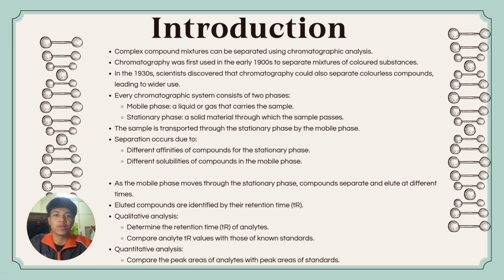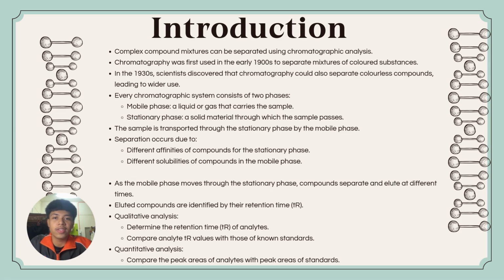Introduction. Complex compound combinations can be separated via chromatography analysis. Chromatography, which was first utilized in the early 1900s, gained its name from the fact that it was used to separate various mixes of colored substance. As scientists became aware that this experimental method could also be used to separate mixtures of colorless substance in the 1930s, chromatography's use became more widespread.